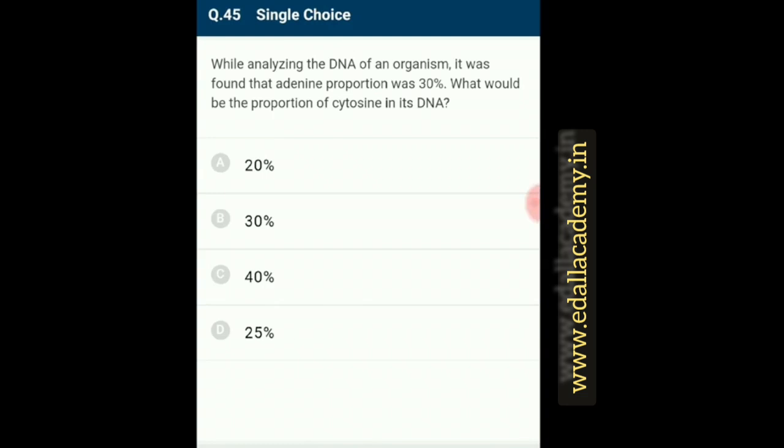Adenine is equal to thymine, it is 30%. So the answer for this question is option A, 20%.